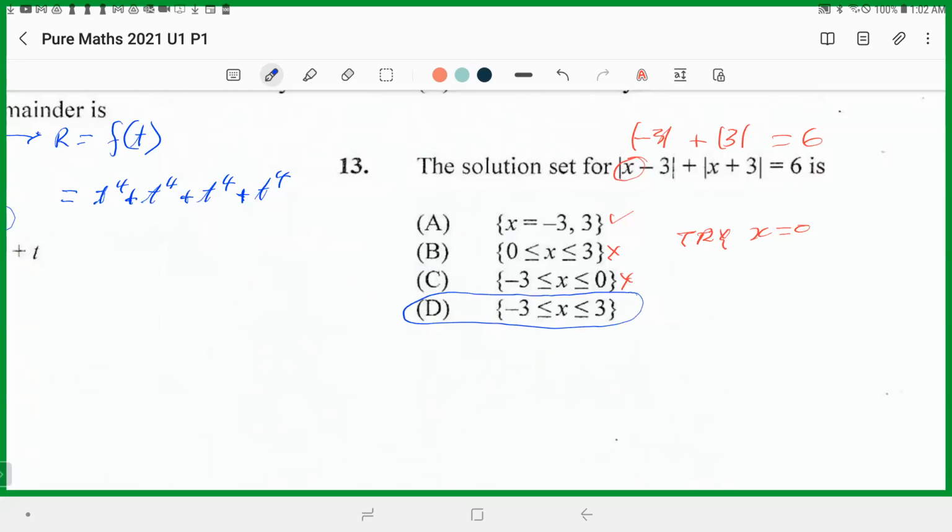Understand that, Brandon? Yes, sir. Modulus is actually one of the things I'm pretty okay with. You're good at modulus. All right.